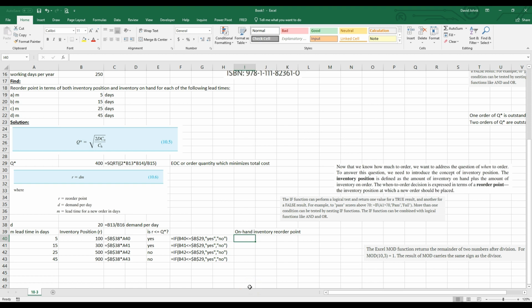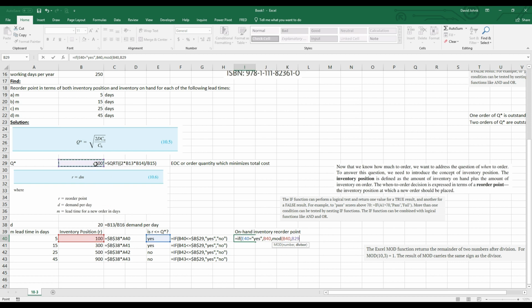So I could say equals IF this equals yes, well, I'm just going to, my on-hand inventory reorder point is going to be the same as my inventory position. If not, it's going to be the modulus, and it wants the number and the divisor. So the number is this, and comma, the divisor is this.